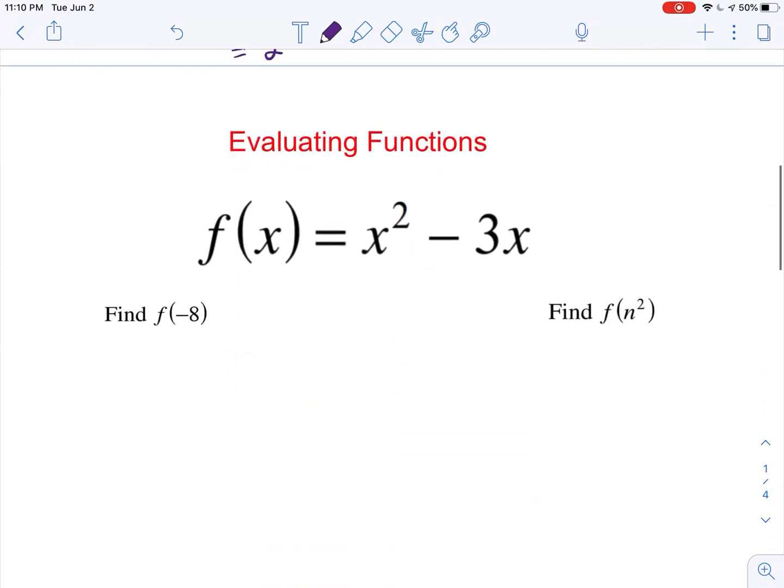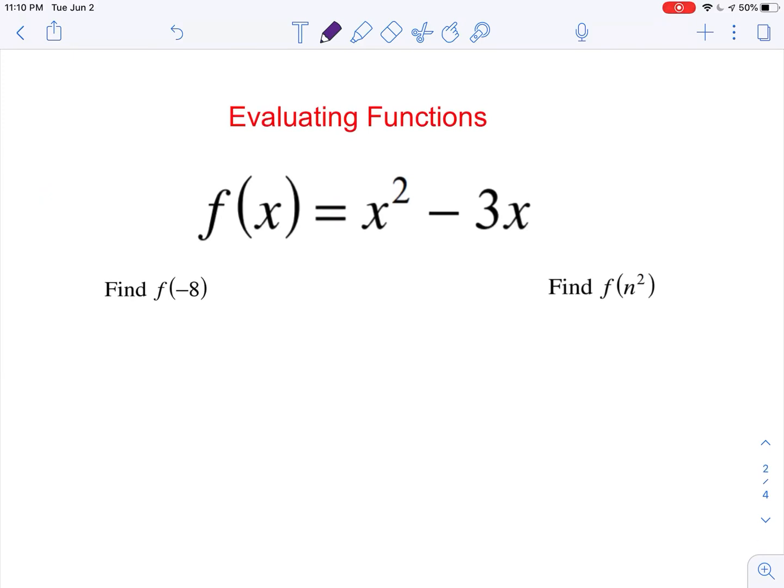All right? So now sometimes it gets a little bit more complicated. What happens when there are multiple variables? Well, no matter what it is, in this parentheses, I'm going to plug it in every place I see an x. So f of negative 8 is equal to negative 8 squared minus 3 times negative 8. Now, technically, this is just a calculator question, right? I can plug that entire thing into my calculator and get a value for it, right? So negative 8 squared minus 3 times a negative 8, and you should get 88.